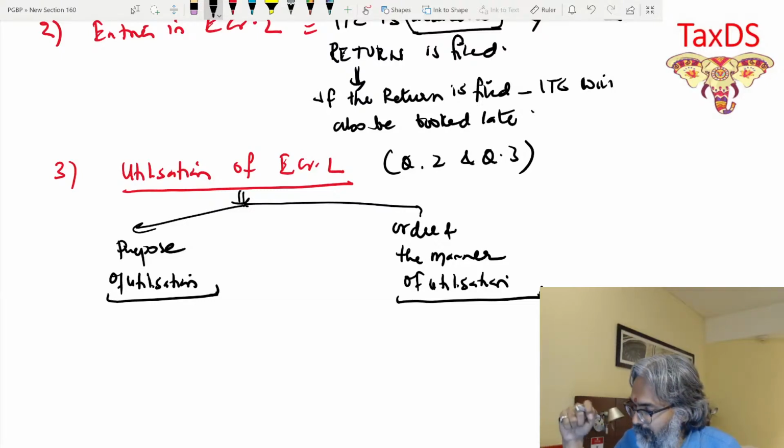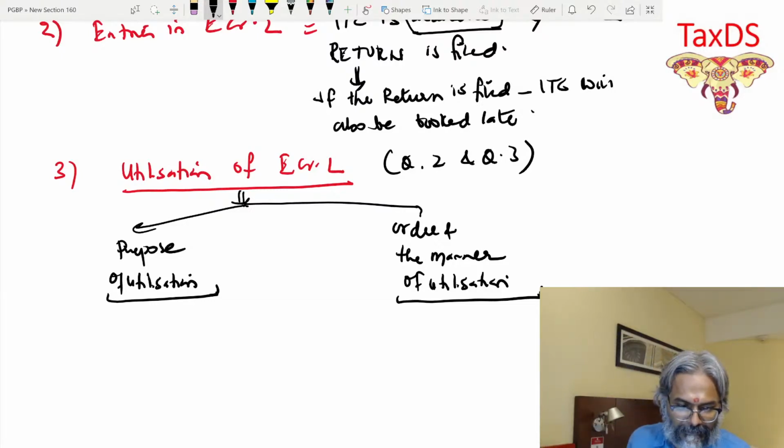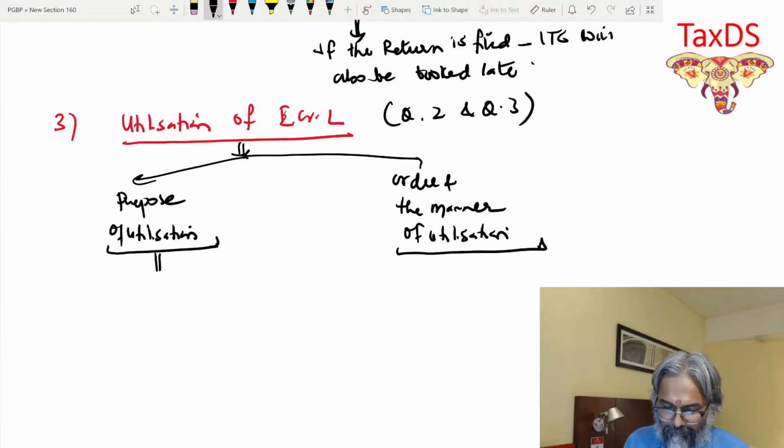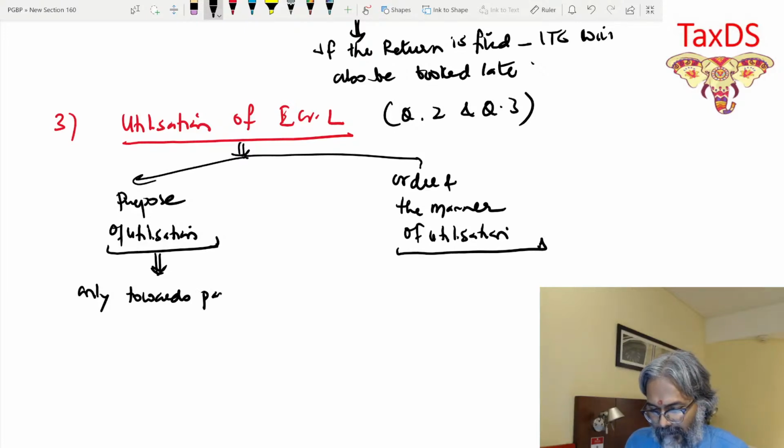So far as the purpose of utilization is concerned, what they have mentioned here is only towards the payment of outward tax.